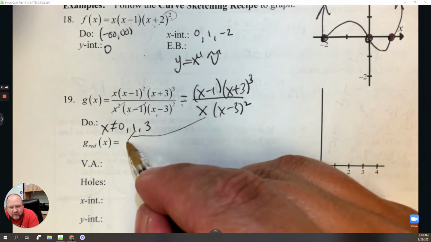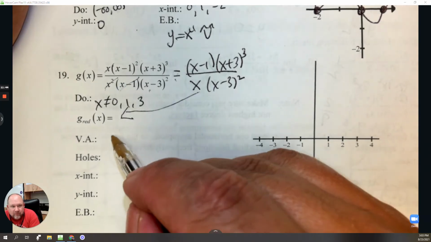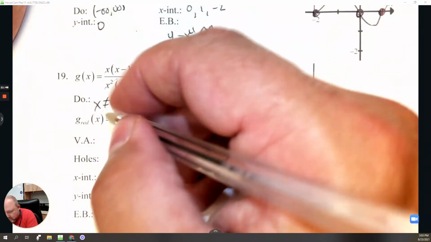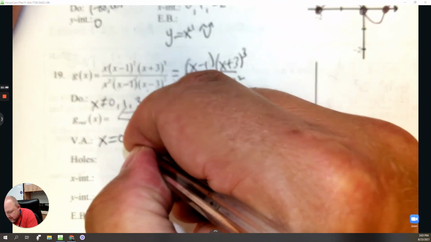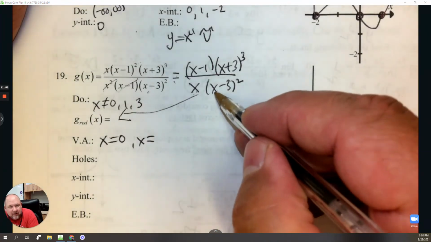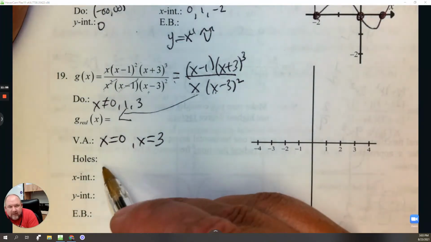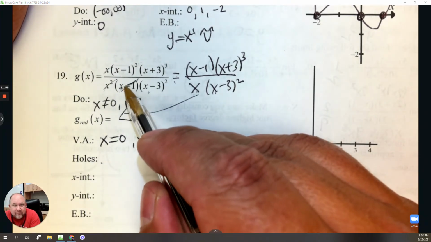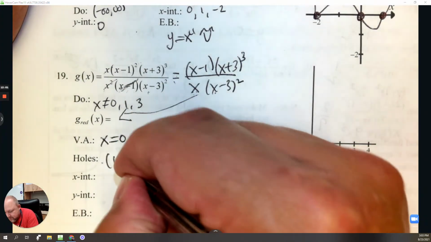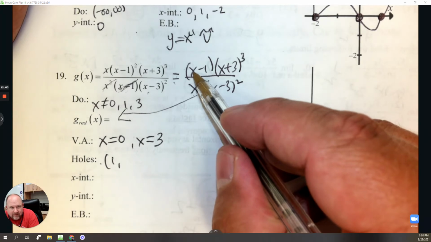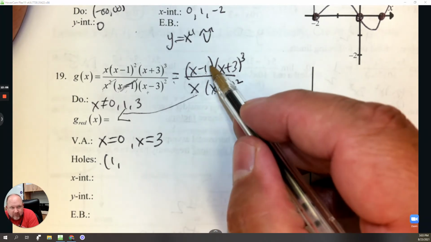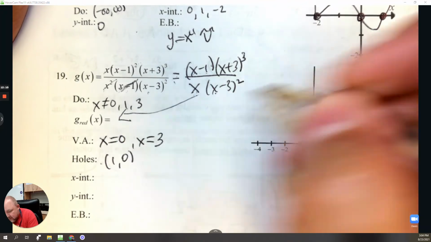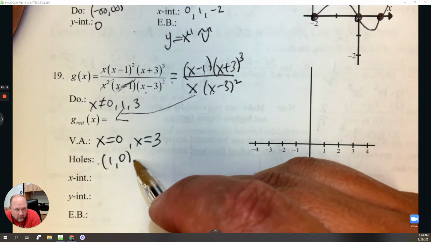That's this answer. Where's the vertical asymptote? What remained on the bottom? So x can't be 0. That remained. And the other one is x can't be positive 3. The holes, what got removed from the denominator? Notice this one, that's positive 1. And then you plug positive 1 here, and 1 take away 1 is 0. And so when I multiply or divide, the answer is going to be 0. So at 1, 0, there's a hole.